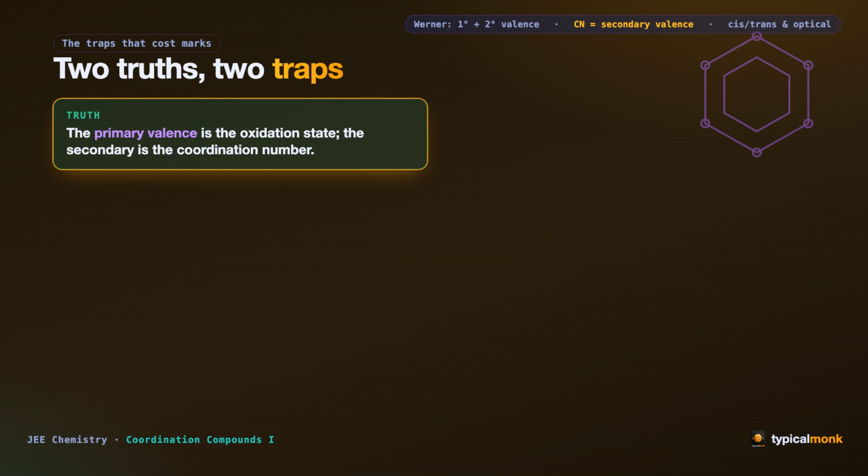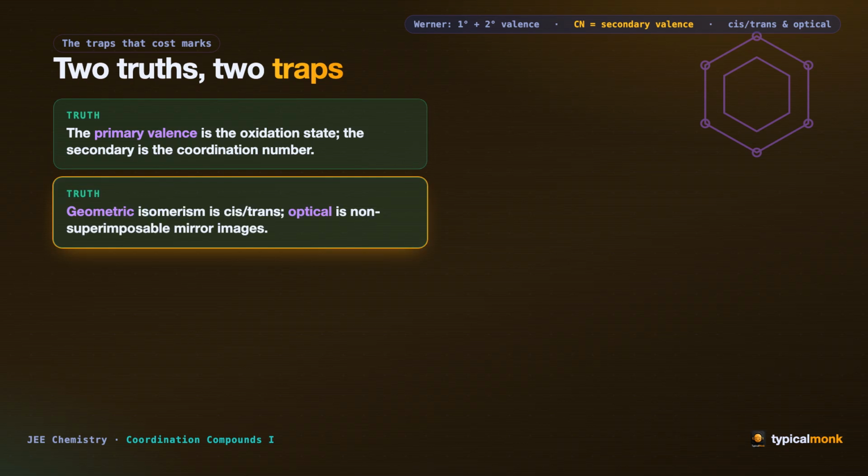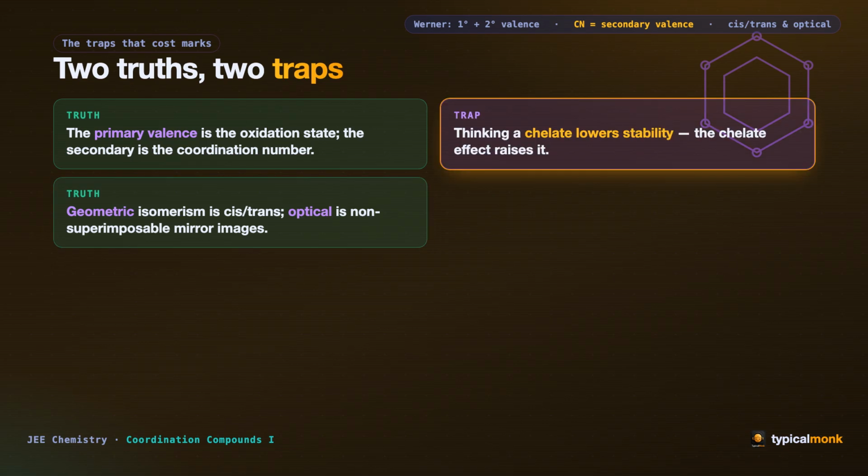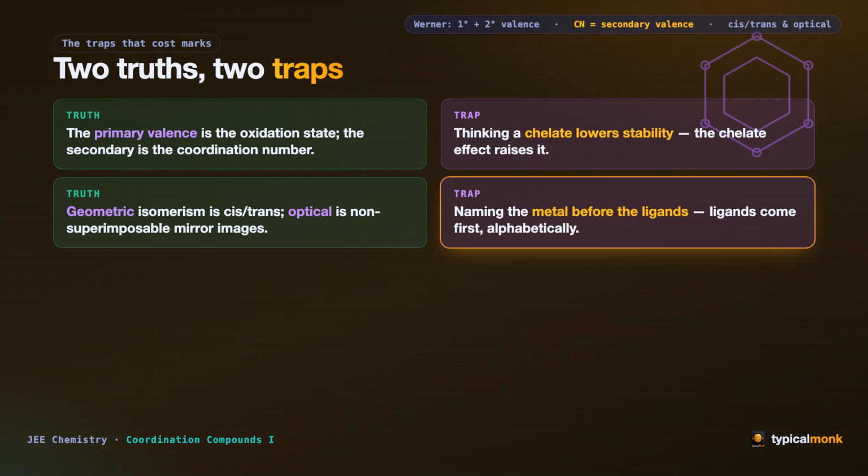Now the 2 mistakes that quietly cost marks. The truth. The primary valence is the oxidation state. The secondary valence is the coordination number. The trap. Thinking a chelate lowers stability. In fact, the chelate effect raises it. The second truth, geometric isomerism is cis and trans. Optical isomerism is non-superimposable mirror images. The second trap, naming the metal before the ligands. The ligands always come first in alphabetical order.